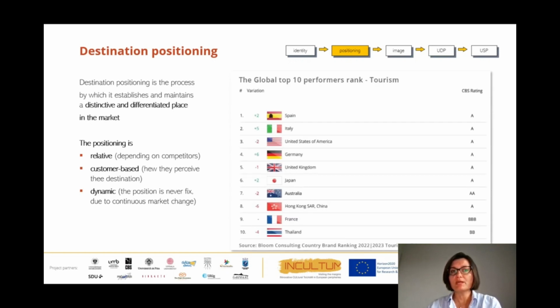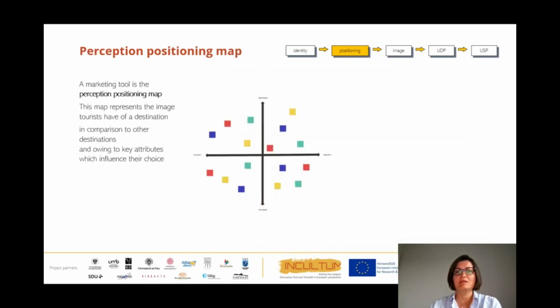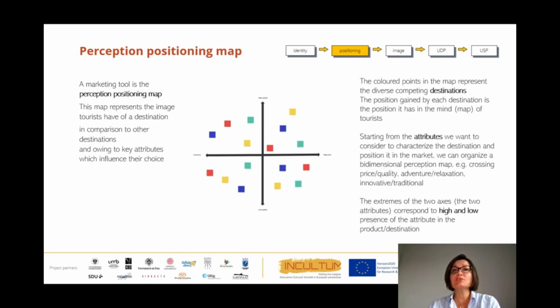The table shows a way of representing the positioning of macro destinations in entire countries over time. We can see a ranking where there are advances or relegations in position compared to the previous year of the benchmark. Certainly, the most used method to represent positioning is the positioning map. It is a representation of the customer's mind and how she or he places the various proposals she or he is aware of. Let me spend some words on how to use this map applied to a tourism destination.